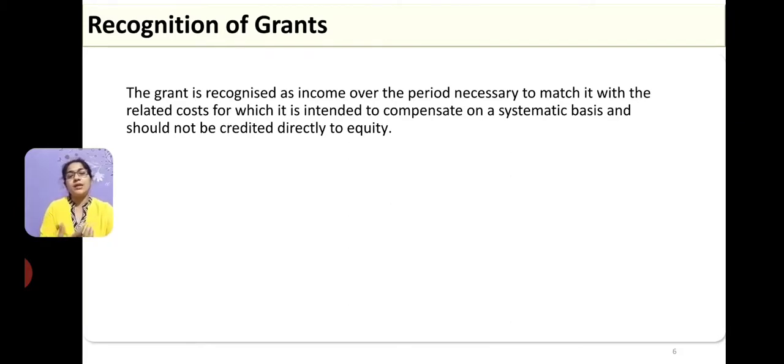So basically the government grants will be intended to compensate on a systematic basis, and should not be credited directly to the equity. That means as the government grant is received, the entire amount should not be credited to equity, but it should be spread over the period of time. Till then the income or the revenue is going to be generated out of that government grant.